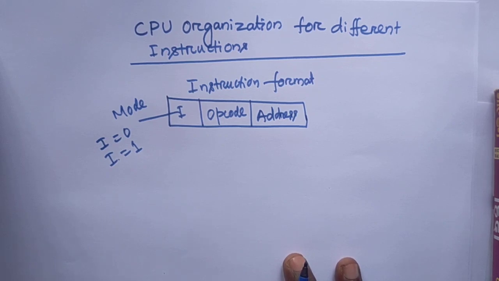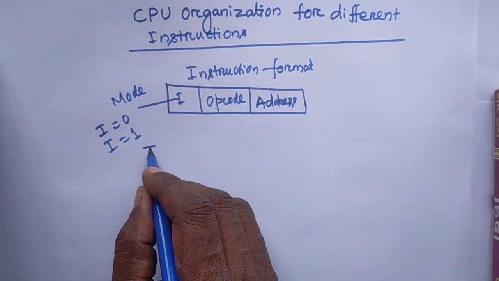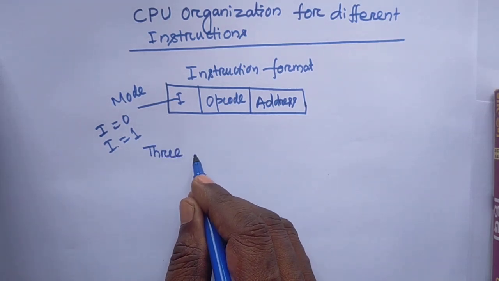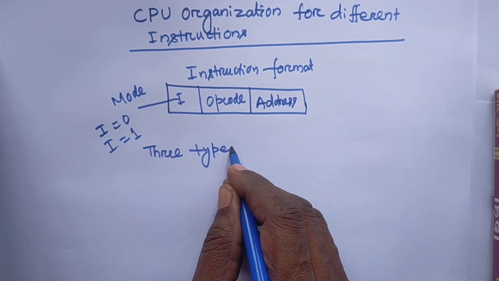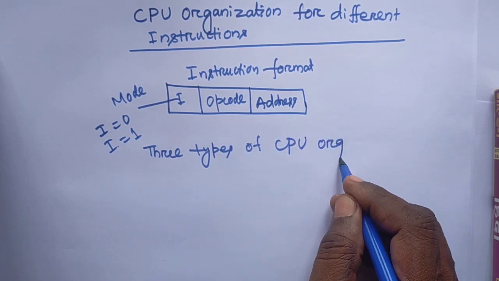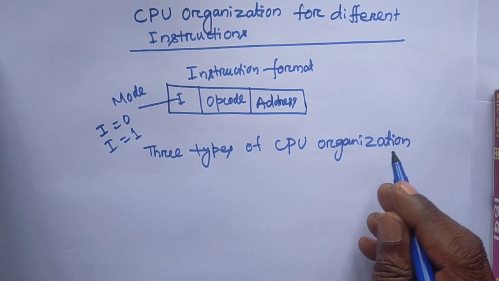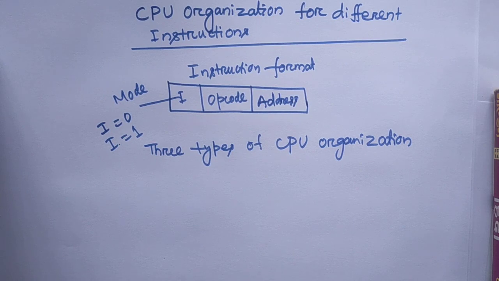Normally most computers use three types of CPU organization. Those three types of CPU organization I will explain, so we can easily find out how instructions are handled.